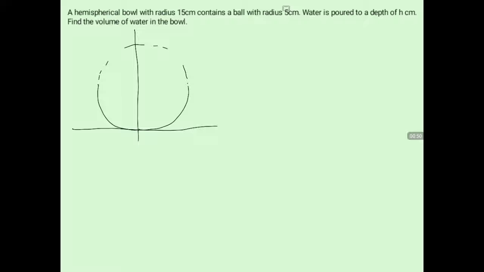Now, what would the equation for this be? Well, if the distance between the center and the edge is r, then we can have our equation be x squared plus (y minus r) squared equals r squared. So this is the equation of our circle. Now we want to figure out how we're going to find the volume of water in the bowl. We're just going to ignore the ball for now.